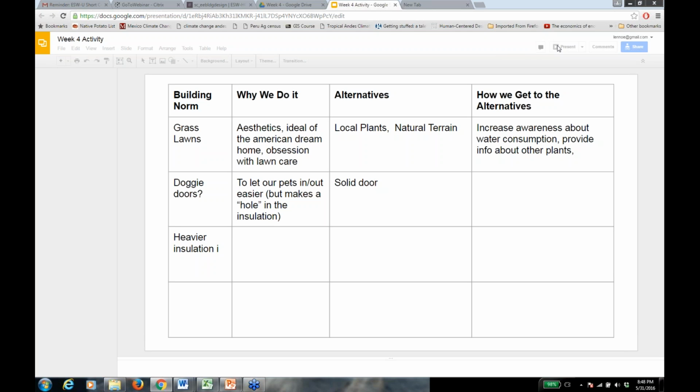What else do we have? I see untreated attics. Anyone want to speak to that one?